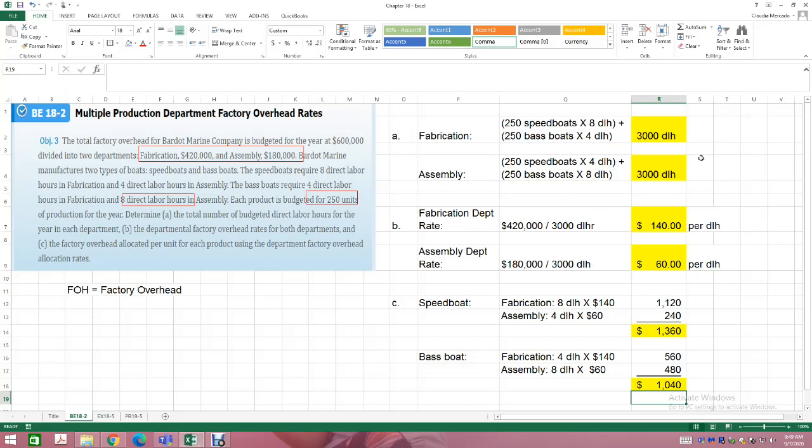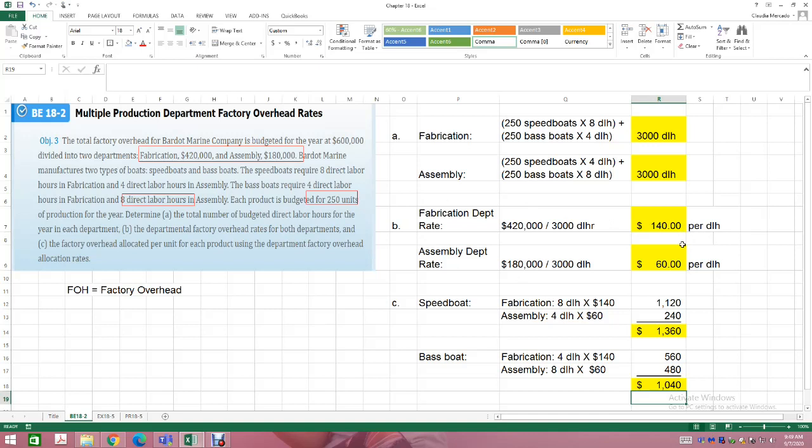Okay, so the first thing we did was determine how many direct labor hours it will take us to manufacture the speedboats and the bass boats in the 2 different departments, fabrication and assembly. So to make the 250 speedboats, we're going to spend 3,000 direct labor hours in fabrication, 3,000 direct labor hours in assembly. Once we figure this out, we can calculate our department overhead rates. Based on the factory overhead allocated to each department, we take the total budgeted factory overhead and divide by the number of hours that we calculated in letter A. Then we get the different department factory overhead rates.